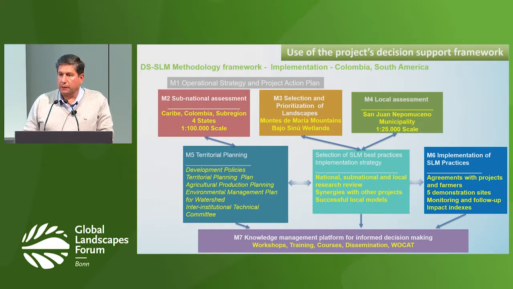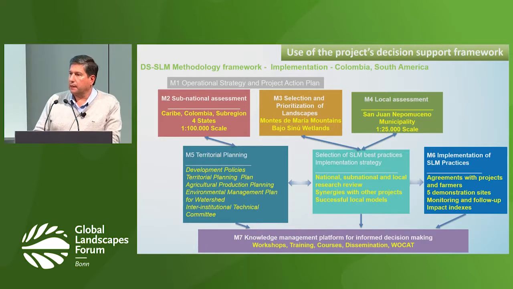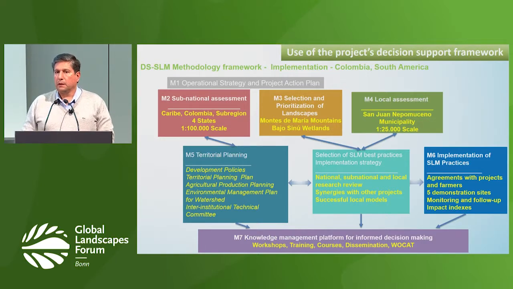Se midieron cambios en la cobertura vegetal, cambios en el uso de la tierra, cambios en el contenido de carbono orgánico con medidas de manejo sostenible, sin medidas de manejo sostenible, cambios en la humedad del suelo y cambios en la biomasa. Paralelamente se hizo un análisis sobre los instrumentos de planificación territorial, que más adelante voy a hablar, y finalmente se hizo toda la gestión del conocimiento a través de capacitaciones, talleres, cursos, piezas de divulgación y particularmente la documentación en el WOCAT.